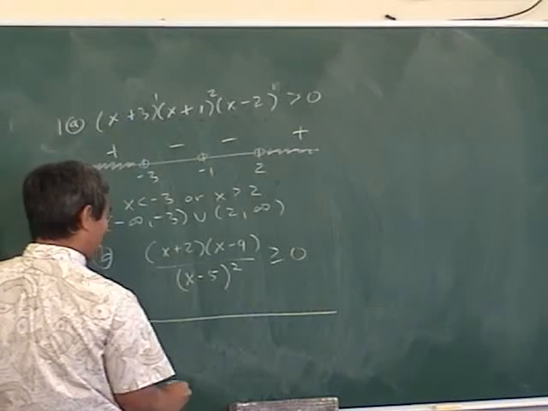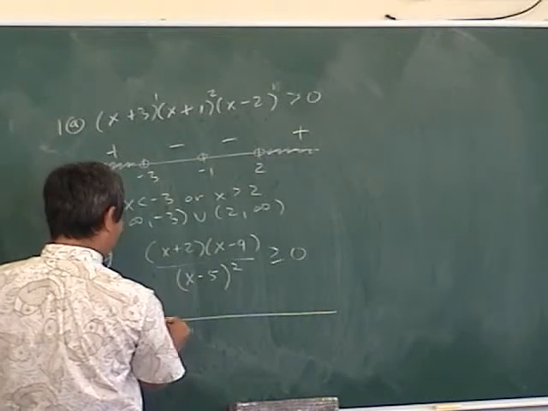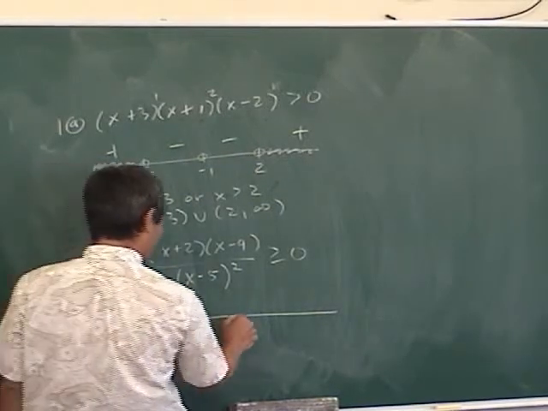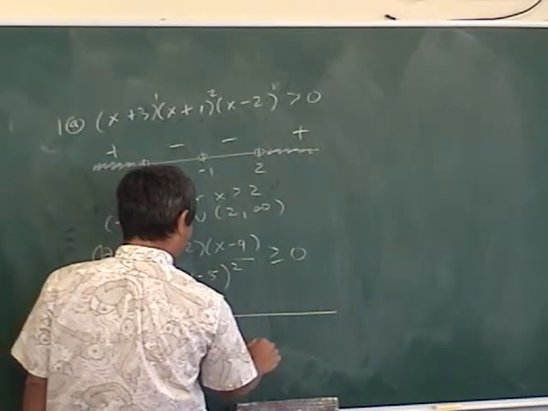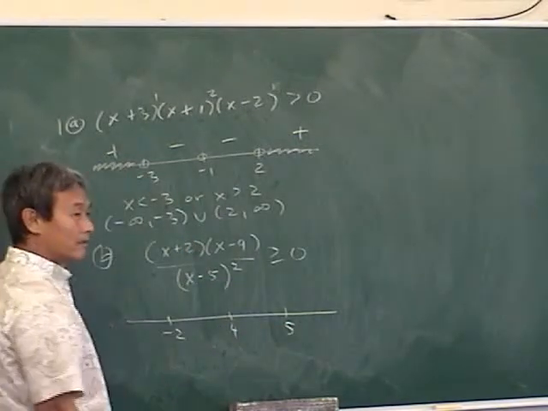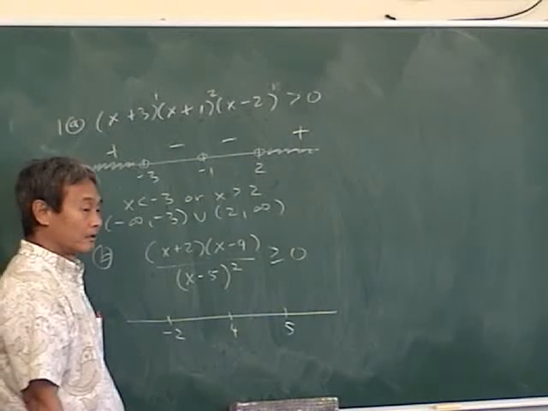What goes on this number line? In order, please. Negative 2. What makes either the top or the bottom 0? 4 and 5. Wait. What? Oh, that's a 4, not a 9.